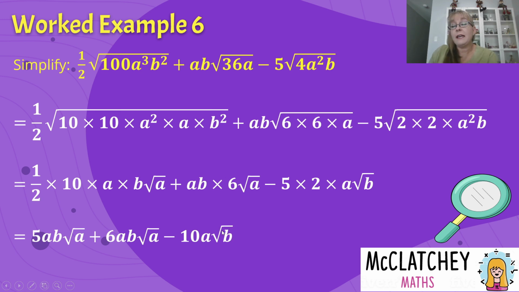So now I can add and subtract some like terms. Square root of a, square root of a, they are like terms. Square root of b is not a like term, so it will be a standalone. So 5ab plus 6ab makes 11ab root a, take away 10a root b. That was a tricky one.